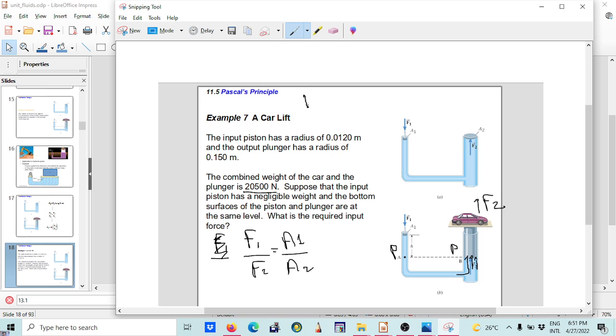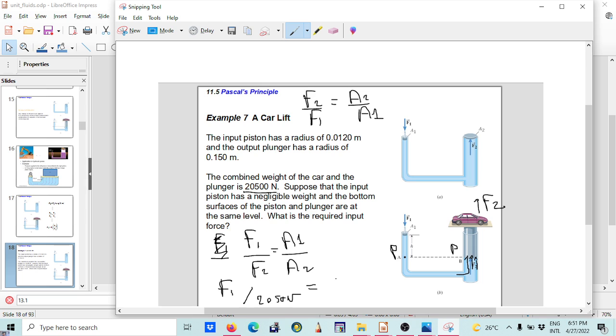Or you can do the opposite. You can do big over small equals big over small. Okay, you will get the same thing. So the input force is F1. So F1 is the unknown. So I'm going to put F1 divided by the car. So it's going to be 1050 newtons. So that's going to be the effort. F2 is called the load, right?